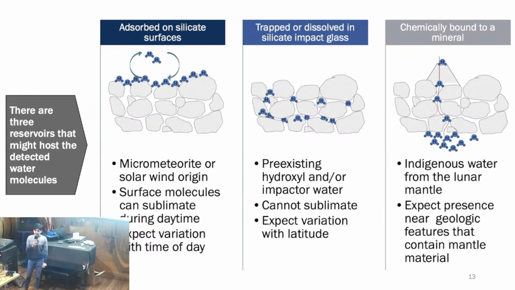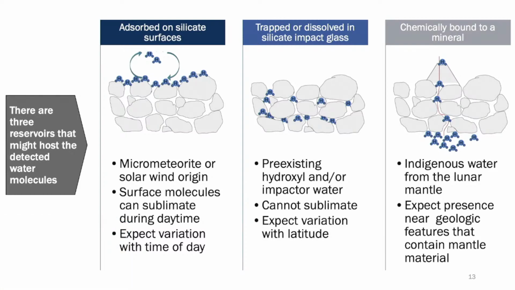There are 3 reservoirs that might host water. The first one is water that's absorbed on the silicate surfaces. And so basically what happens is there's a bunch of hydrogen on the surface of the moon. And if micrometeorites come in or something, or solar wind, that's just a bunch of hydrogen particles. They're going to combine with the particles that are already on the surface, and they're going to create water molecules. And if it's just chilling on the surface, then when it gets really hot, like at lunar noontime, those particles are going to sublimate and kind of hop around on the surface.